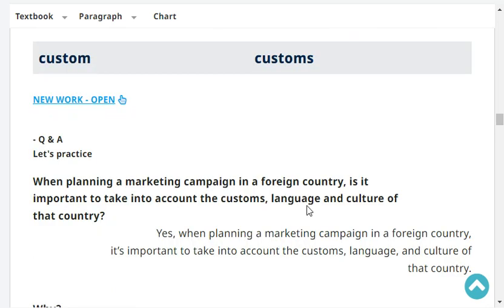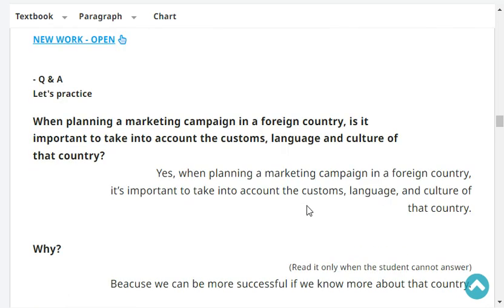When planning a marketing campaign in a foreign country, is it important to take into account the customs, language, and culture of that country? Yes, when planning a marketing campaign in a foreign country, it's important to take into account the customs, languages, and cultures of that country.